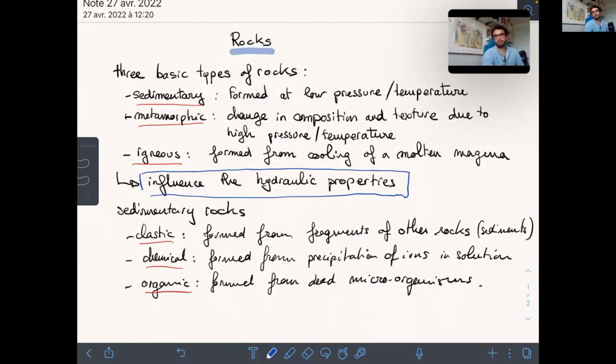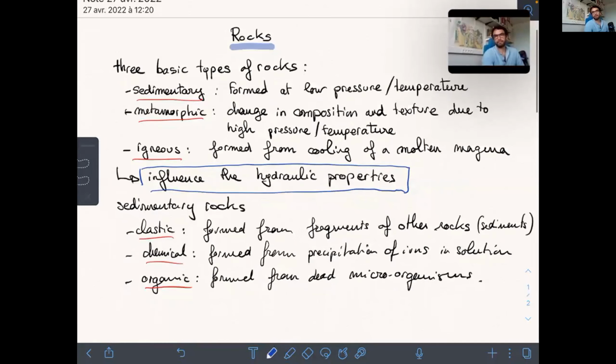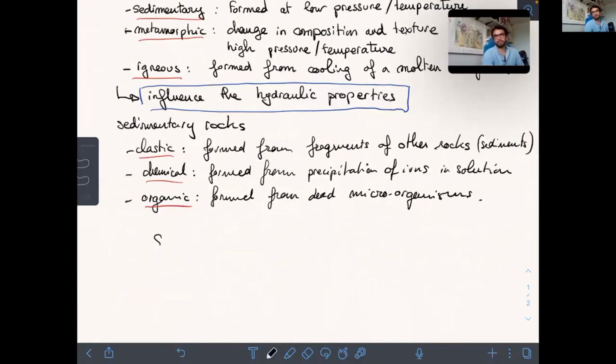There is one basic parameter that I think you should know intuitively. So for example, if we compare on one side a sand, and the other side the granite. Okay. Porosity. Okay, that's good.